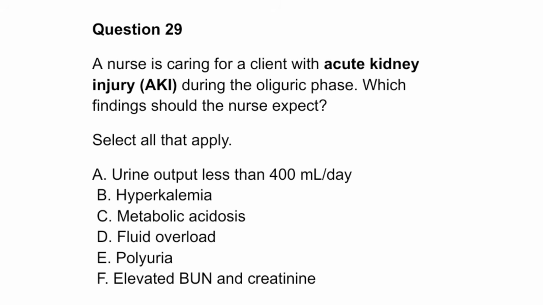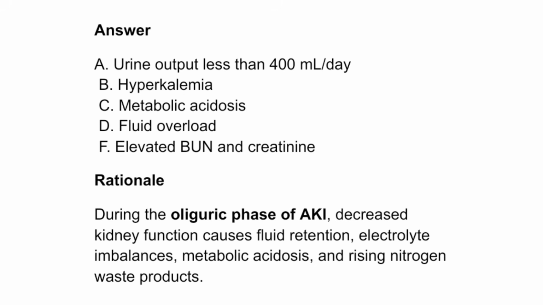Question 29. A nurse is caring for a client with acute kidney injury during the oliguric phase. Which findings should the nurse expect? Select all that apply. A. Urine output less than 400 milliliters per day. B. Hyperkalemia. C. Metabolic acidosis. D. Fluid overload. E. Elevated BUN and creatinine. F. Polyuria. Answer. A. Urine output less than 400 milliliters per day.